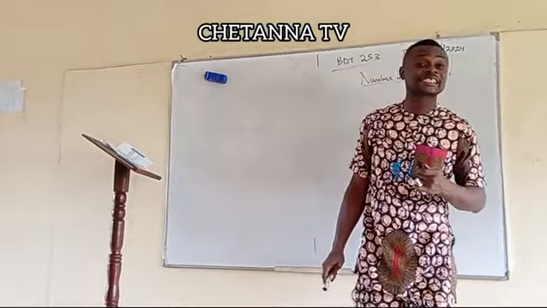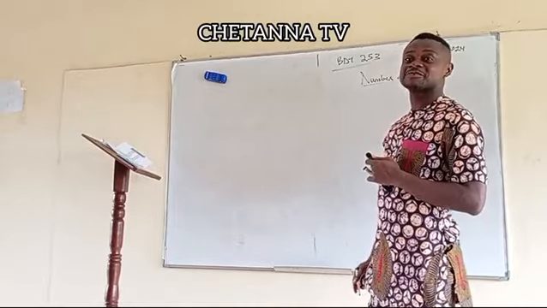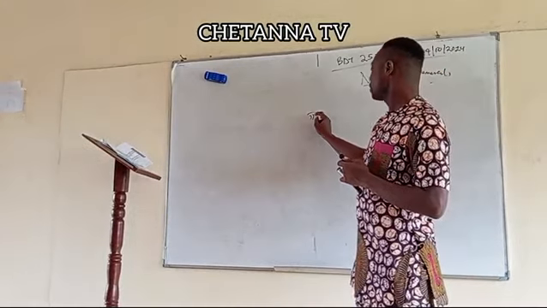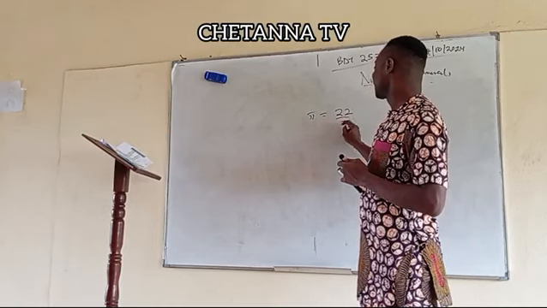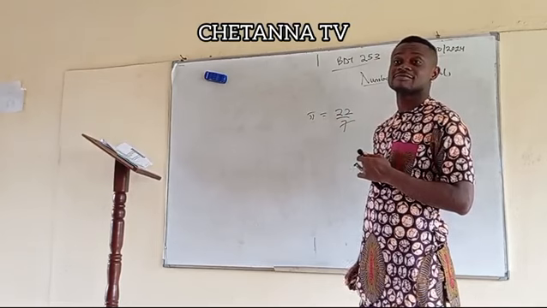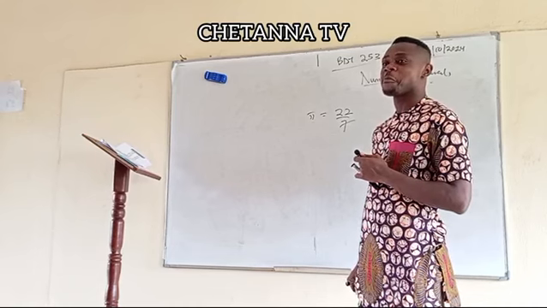In your secondary school, you are told that pi is 22/7. It's a lie. It's not true. Pi is not 22/7.